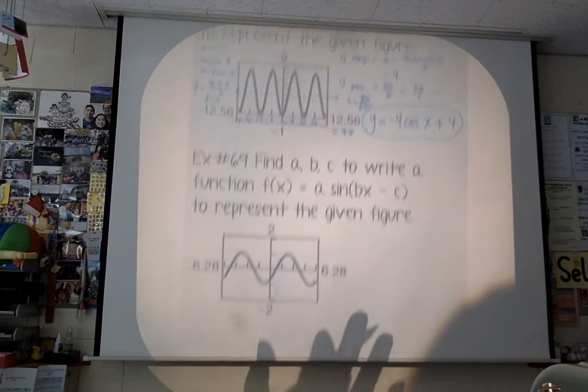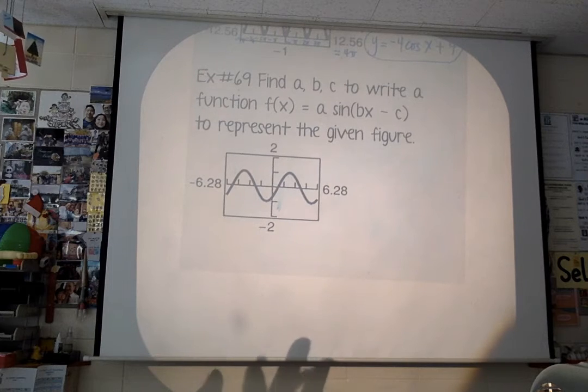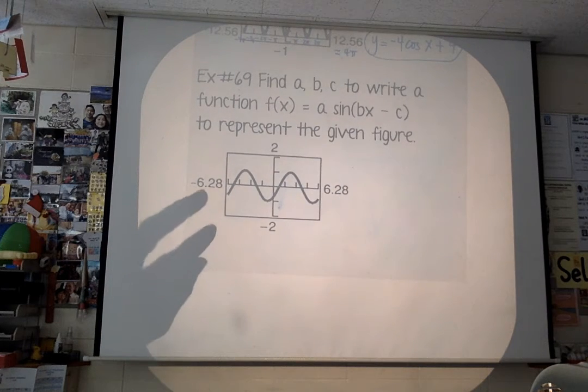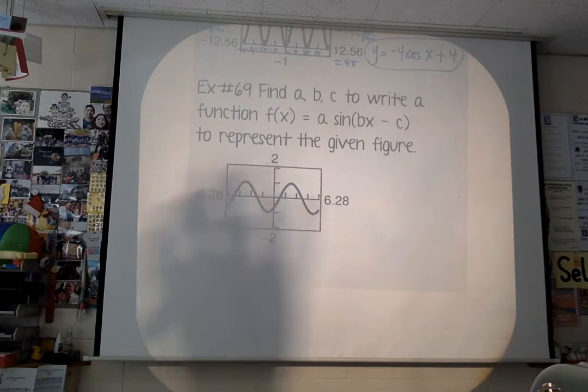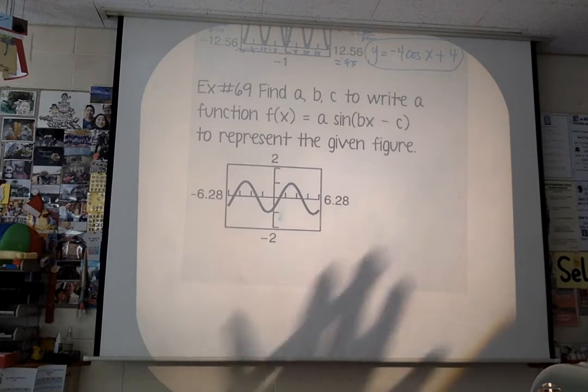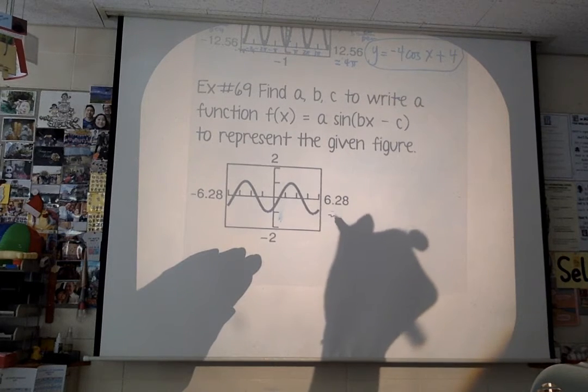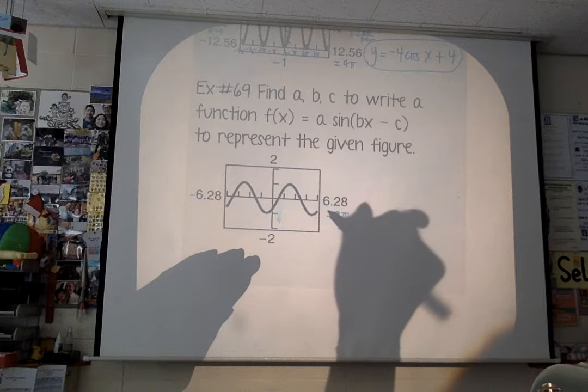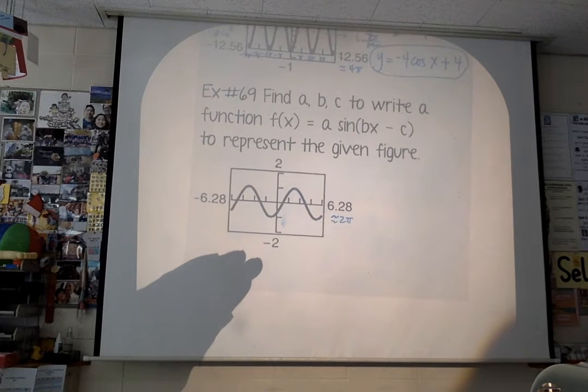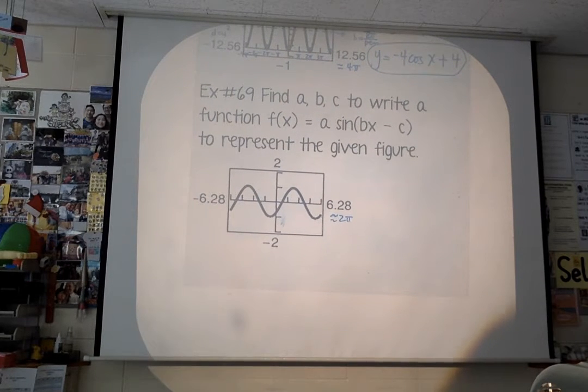So here's that. Let's try number 69 now. Find A, B, C to write a function f of x equals A sine of bx minus c to represent this function. Okay, a couple of things to notice here. You know 6.28 is about 2 pi, okay? Just keep that in mind. And this is a sine graph. That means we start at the 0 or the mid, okay?